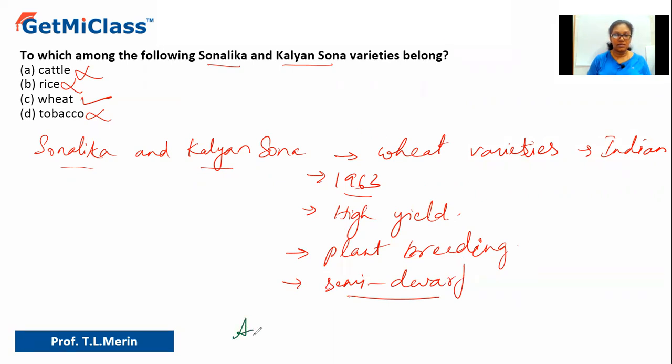So let us conclude the answer. What is the answer? The answer is option C, that is wheat. Kalyan Sona and Sonalika are wheat varieties.